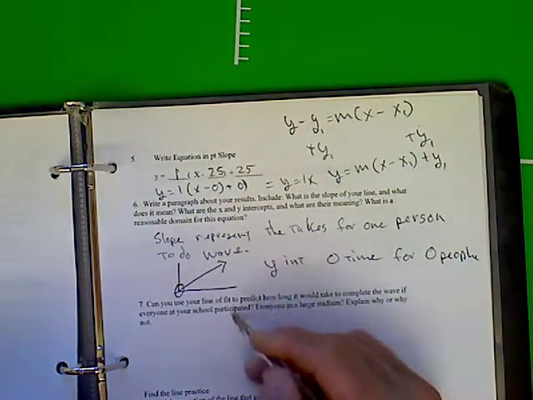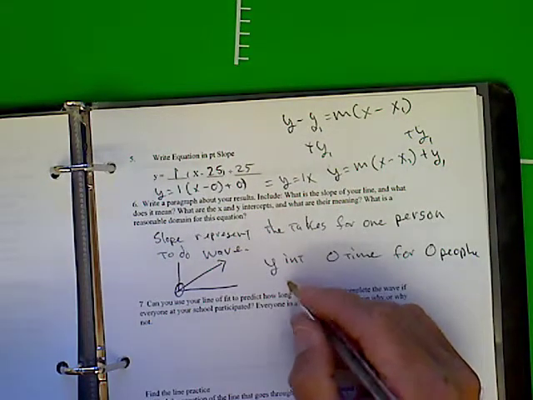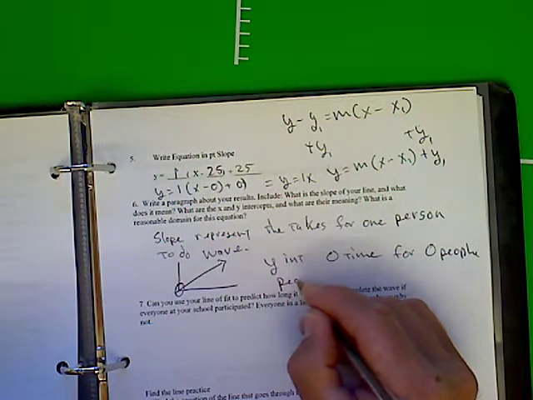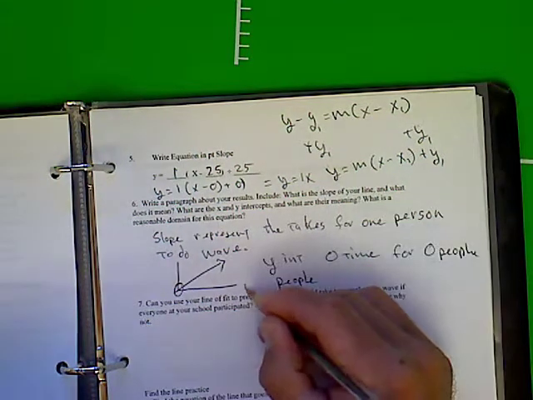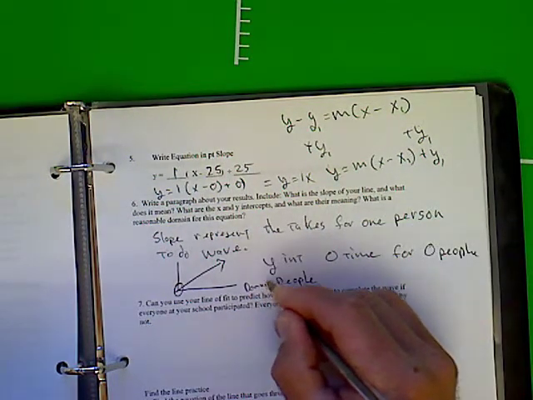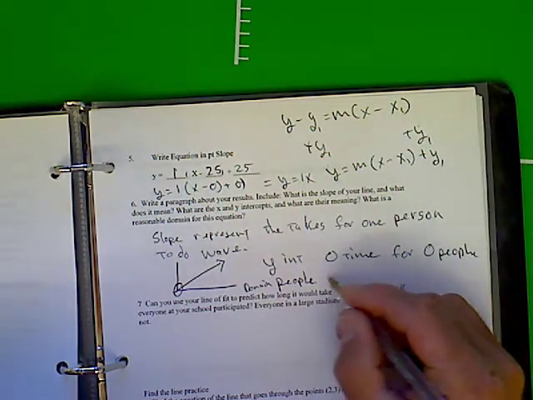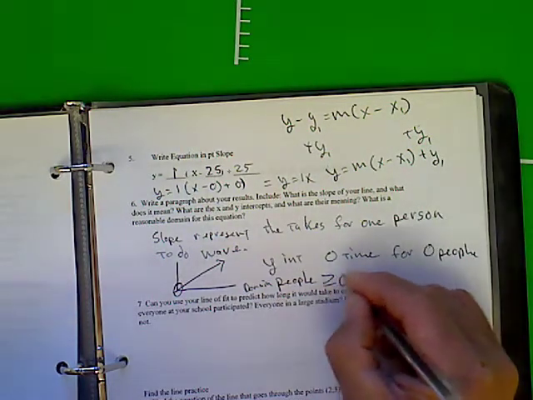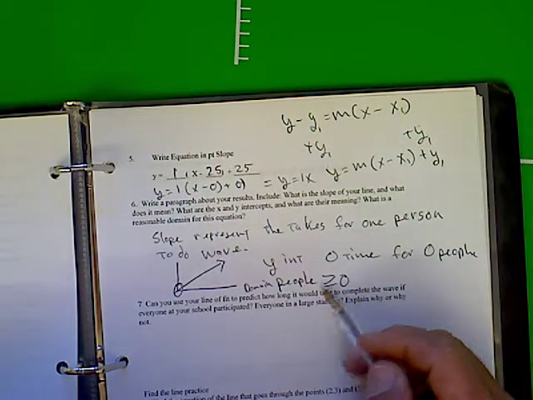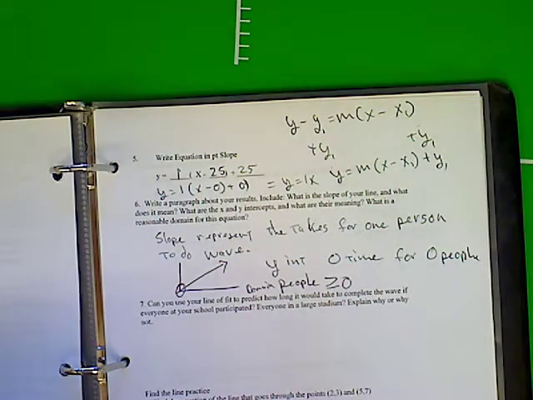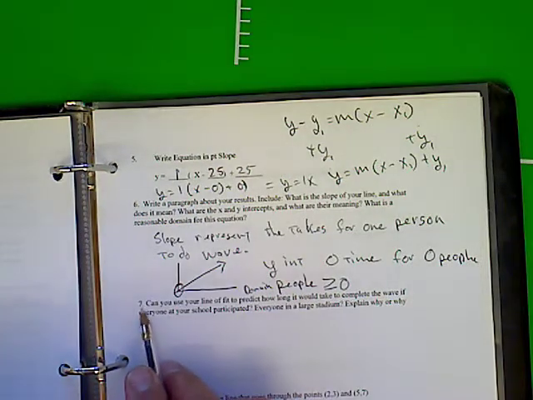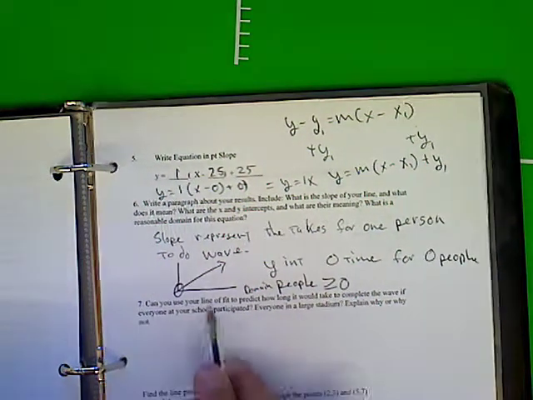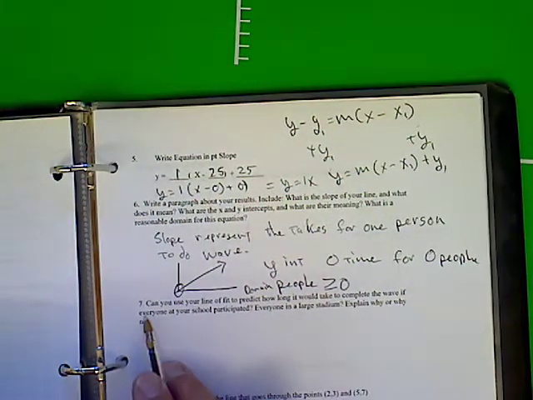What is a reasonable domain of equations, right? You can't have negative people, so people would be the domain. So people would be greater than or equal to 0. You could have 0 people, you could have 10 people, you could have 1,000,000 people, but you couldn't have negative people.